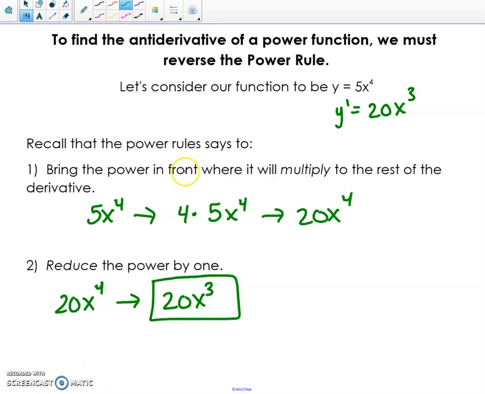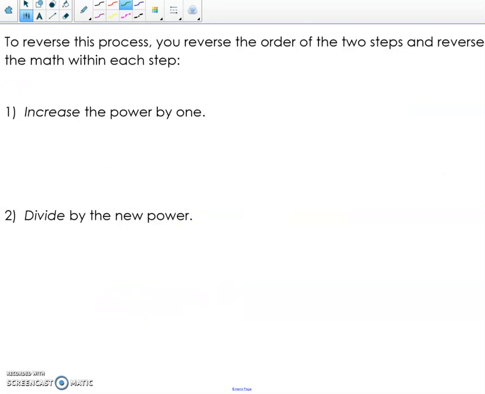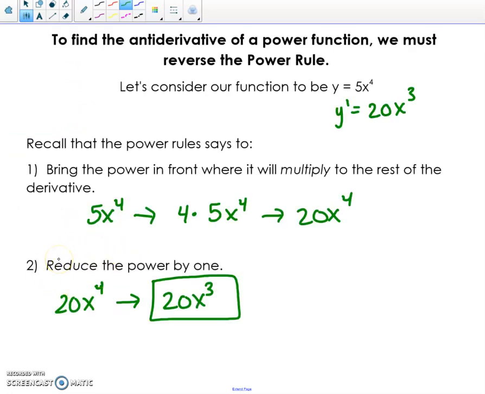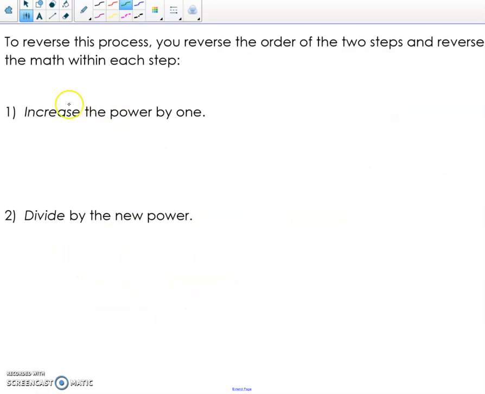So even though we technically are doing two steps, we kind of do this as one thing in our brains, but it's important to see the two steps for when we reverse this process. To reverse the process, we're going to reverse the order of the two steps and reverse the math within each step. So the first step in the reverse process will go with the second step of the regular process. The second step is to reduce the power by 1, so the first step is going to be the opposite of that, which is increase the power by 1.